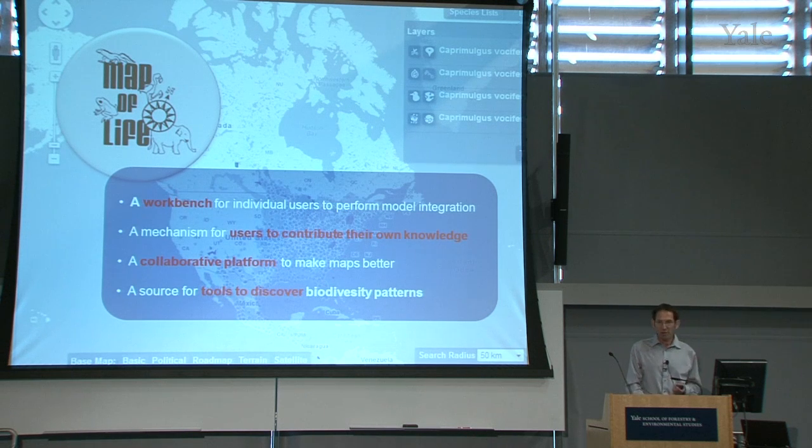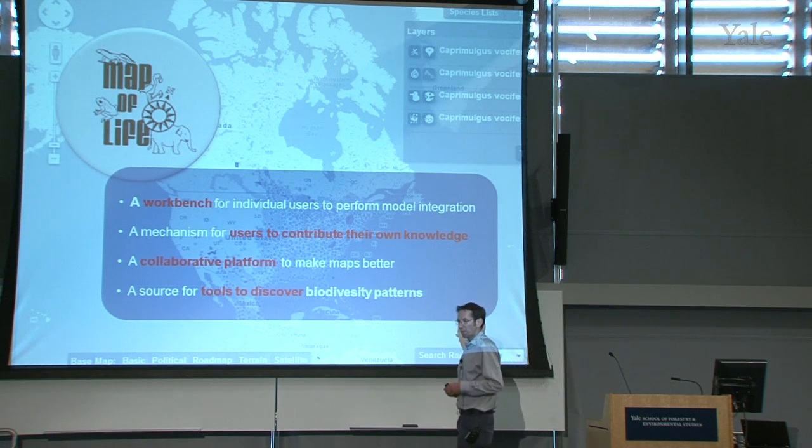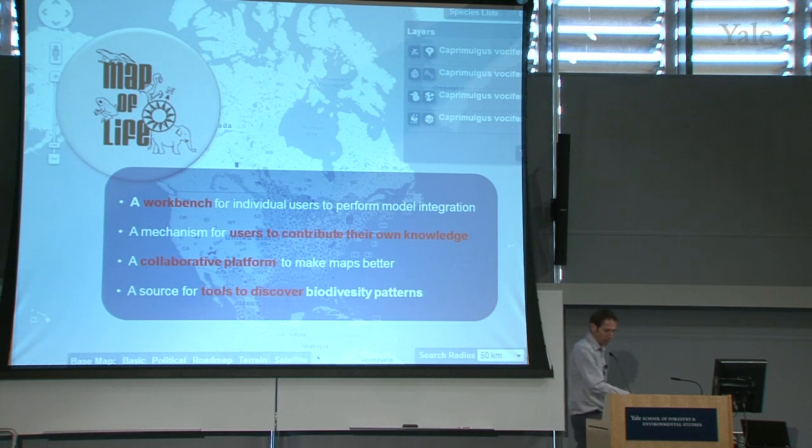But also, I want to come back to a key thing. Map of Life is really about people. It's about working collaboratively and collectively in a curatorial context. As a curator, I find this really powerful. It's a workbench for users to perform individual model integration, as well as a mechanism to contribute their own knowledge and make maps better. And importantly, it's a tool for discovery of biodiversity patterns. And we want to talk more about that, I think, down the road about how Map of Life is creating knowledge products that are beyond just simply the distribution products, but look at things like species richness and patterns of turnover over space and time.